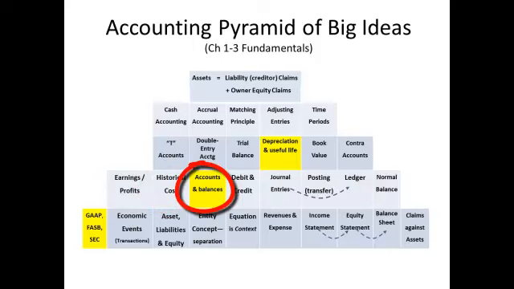Accounts and balances moves into Chapter 2. They are the location where the effects of individual transactions are stored and net balances of what remains are calculated. The ingredients of financial reporting.